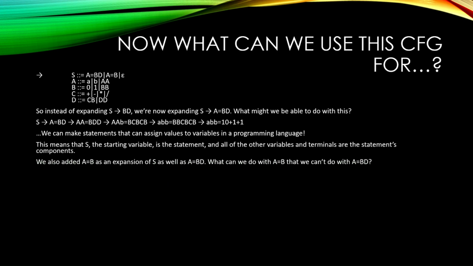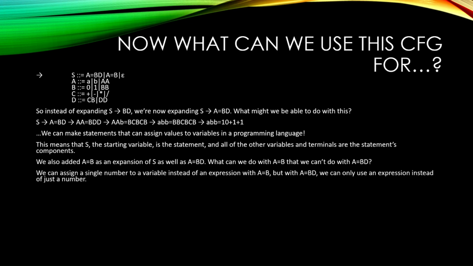We also added A = B as an expansion of S, as well as A = BD. What can we do with A = B that we can't do with A = BD? Because there's only 5 of you in the audience, I'm just going to go through questions myself. Using A = BD, we can assign a single number to a variable instead of an expression. But with A = BD, D can't expand into epsilon, so the only thing we can do is say variable = number, operator number, etc. With A = B, we can just say variable = number. Alternatively, we could have added epsilon as an expansion of D, which would work as well. But there are multiple ways to do it.